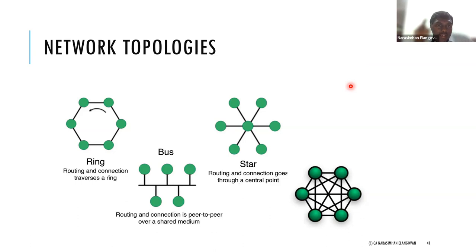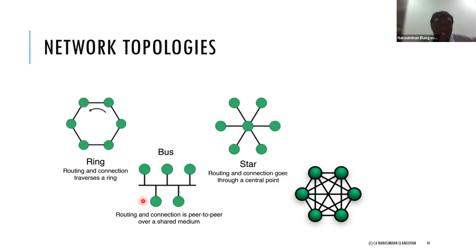Star: all devices are connected to the central device. Normally, this is the switch, right? Our offices use a star topology. The majority of short-term locations always use a star topology. Advantage, very easy to configure. Just bring one extra wire. Disadvantage, single point of failure. If the central hub goes, everything goes.